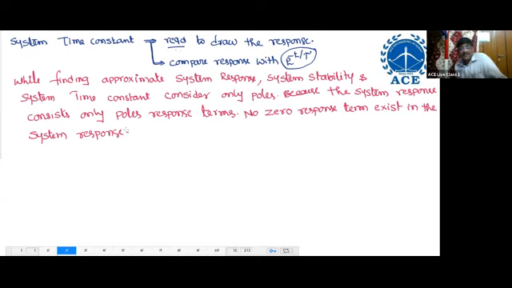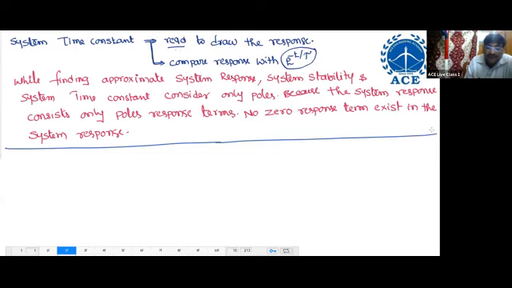Okay, remember this. Then the question arises here: then why are zeros needed? If you are saying everything is about poles, then why are zeros needed? Listen here. Importance of the zero.